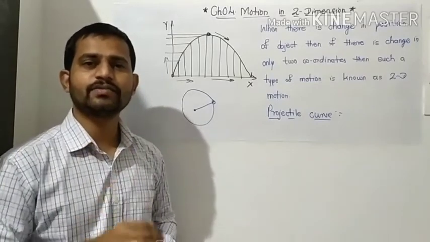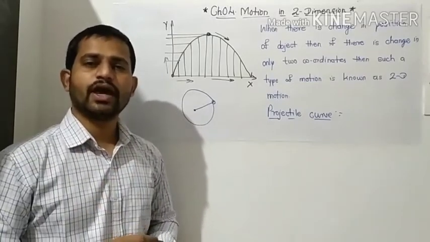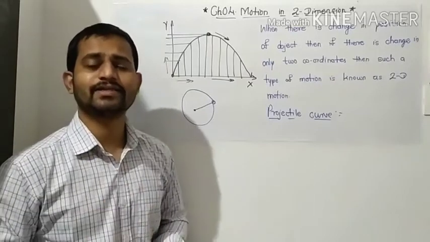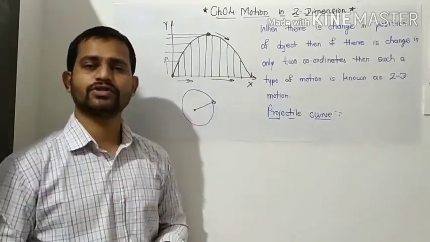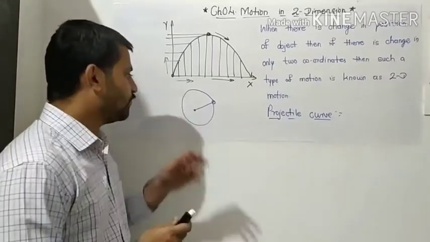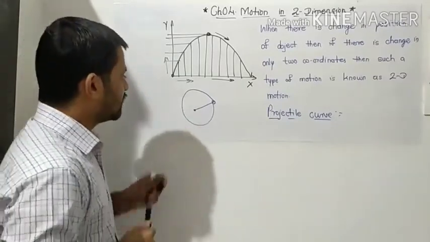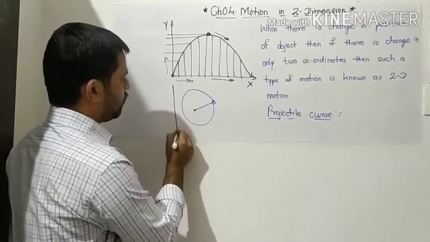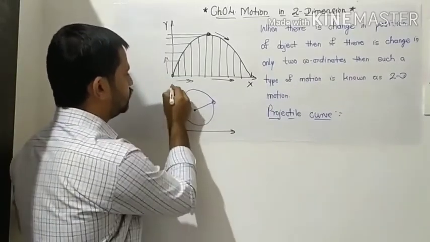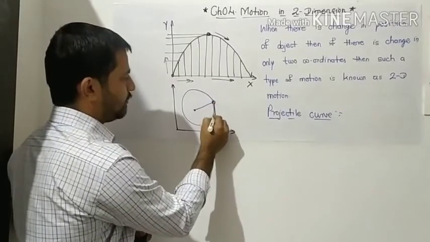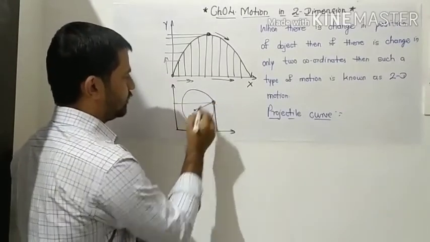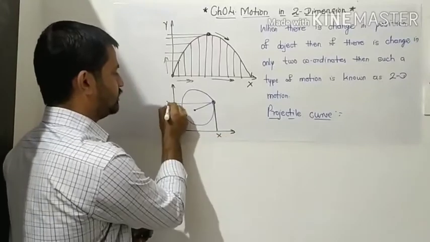Okay, there is a change in position of the stone, and with respect to that, only 2 coordinates of the stone are changing. Suppose we draw a Cartesian plane here, then you will come to know that when the stone is at this position, it has this coordinate. This is the x coordinate, this is the y coordinate.